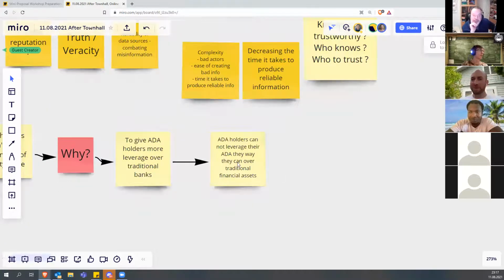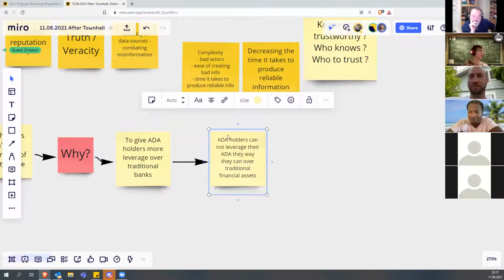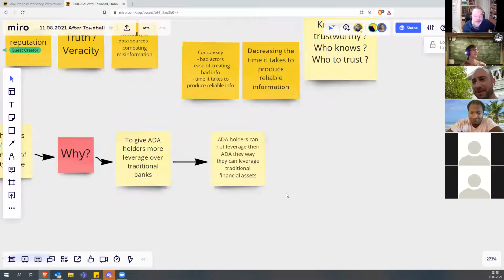Is it correct? That's a good one. Yeah. ADA holders cannot leverage their ADA the way they can over. Can leverage instead of the word over, right? Leverage. Then I had two leverages. That's fine. It's okay. Yeah, this is not about grammar. It's about the problem.